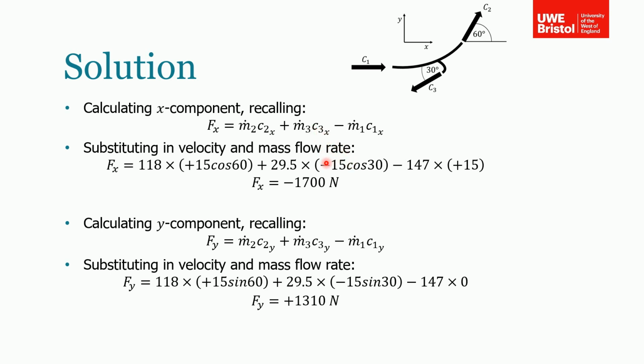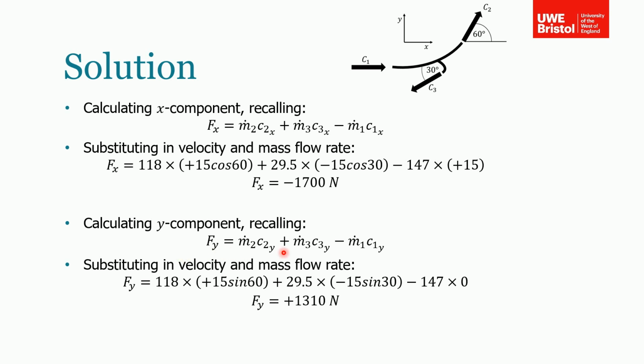But notice this is a minus, because remember this is coming back towards us in the x direction. So we need to make sure that we keep the right sign convention. Then minus the values for the first jet. And overall that gives us a value of minus 1,700 newtons in the x direction acting on the fluid.